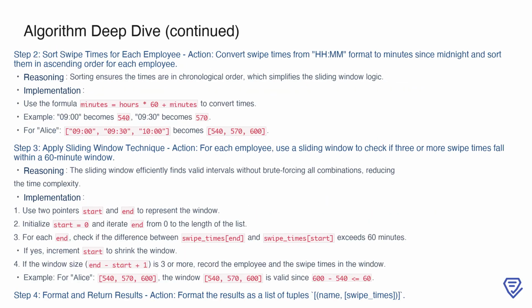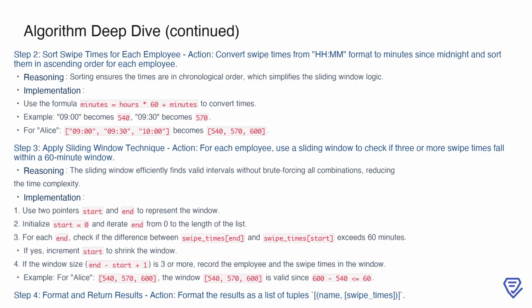Now that we've grouped the data, the next step is to sort the swipe times for each employee. To do this, we first convert the times from their HHMM format into minutes since midnight. This numerical representation makes it easier to perform calculations and comparisons. The conversion uses the formula minutes equals hours * 60 plus minutes. For instance, 9:00 becomes 540, 9:30 becomes 570, and so on. Once converted, we sort the times in ascending order for each employee. For example, Alice with swipe times 9:00, 9:30, 10:00 would have the times represented as 540, 570, 600.